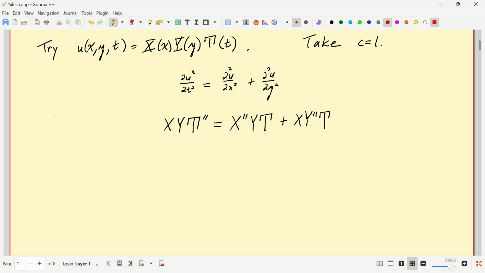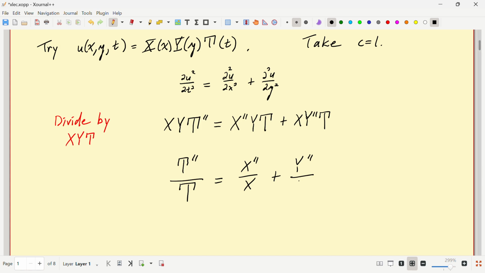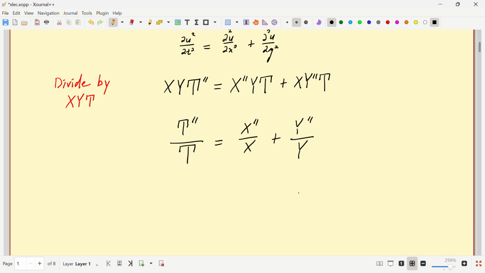So let's divide by X times Y times T. When you do that, you're left with T double prime over T on the left. And on the right, you get X double prime over X plus Y double prime over Y. This is weird because we've got a function of t on the left and a function of not t on the right. And how could those possibly be equal?